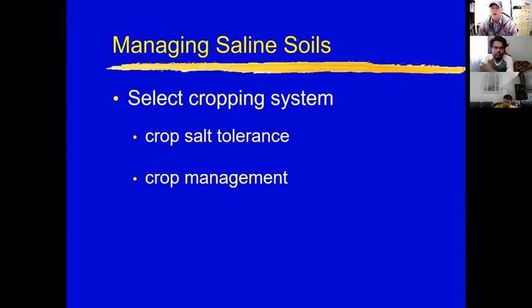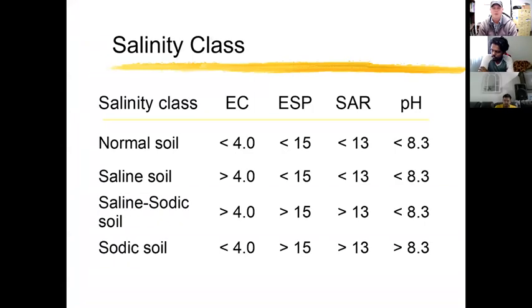Okay, we already talked about crop tolerance and crop management for saline soils. So let's go back to this table here. For the time being, we just looked at these two right here, a normal and a saline soil. Well, let's now open it up and talk about a saline sodic soil and a sodic soil. And we're going to talk about these other parameters right here too, now that we know what they are.